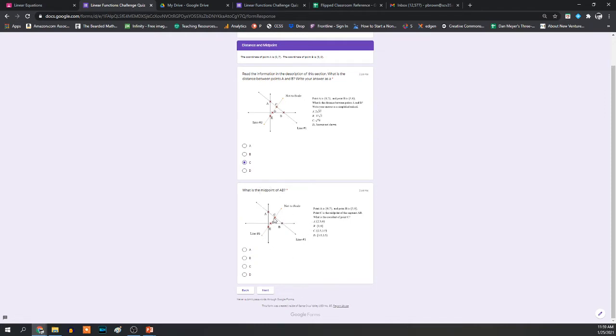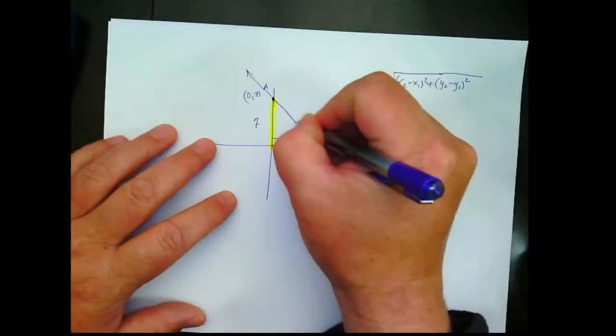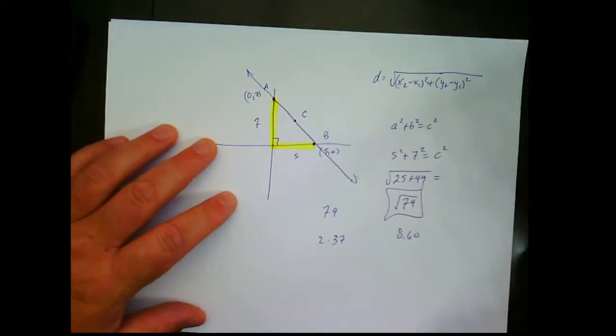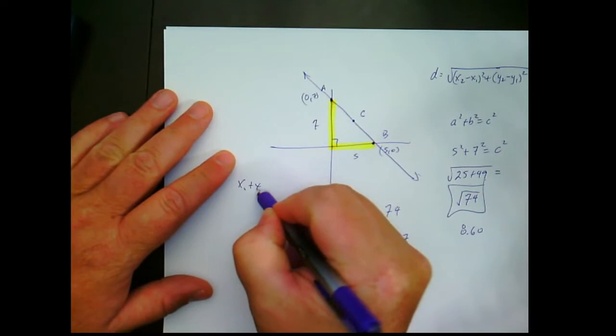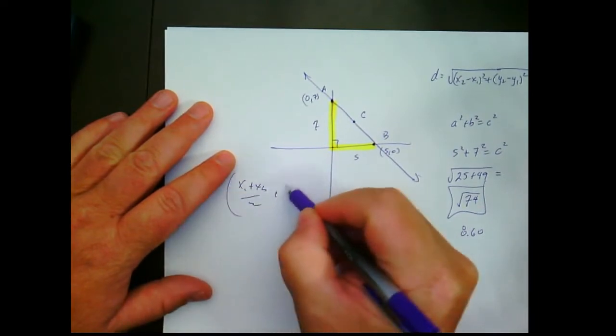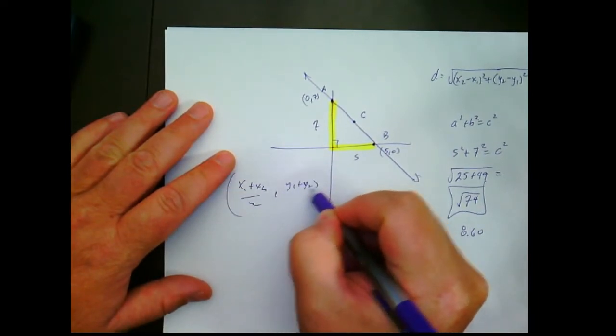What is the midpoint of AB? It says point C is the midpoint of AB, and what's the coordinate of point C? We already have that this is 0, 7 and this is 5, 0. So let's go ahead and check this out. Point C is right here, and it's the midpoint. So the midpoint formula: x1 plus x2 over 2, y1 plus y2 over 2, right?